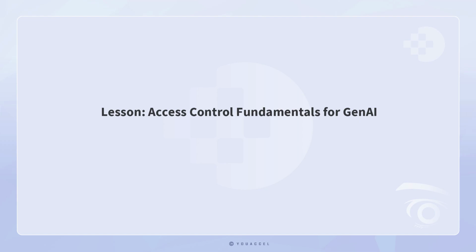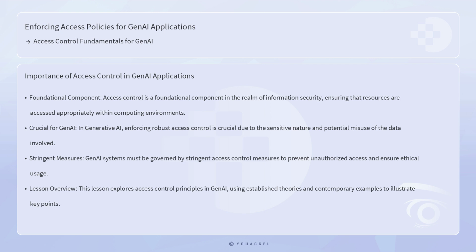Lesson: Access Control Fundamentals for GenAI. Access control is a foundational component in the realm of information security, serving as a critical mechanism for ensuring that resources are accessed appropriately within computing environments. In the context of generative artificial intelligence applications, enforcing robust access control policies becomes even more crucial due to the sensitive nature and potential misuse of the data involved. GenAI systems, which can autonomously generate content, must be governed by stringent access control measures to prevent unauthorized access and ensure ethical and secure usage.